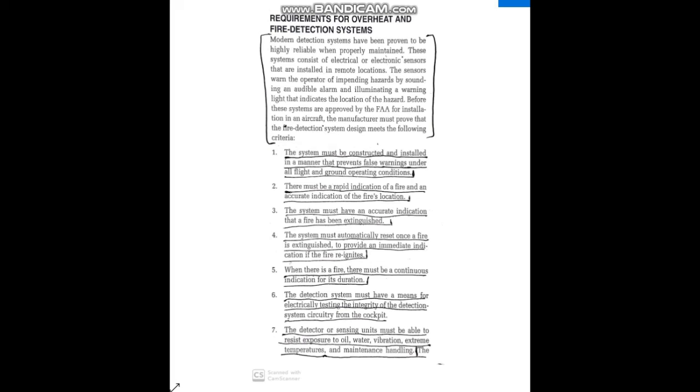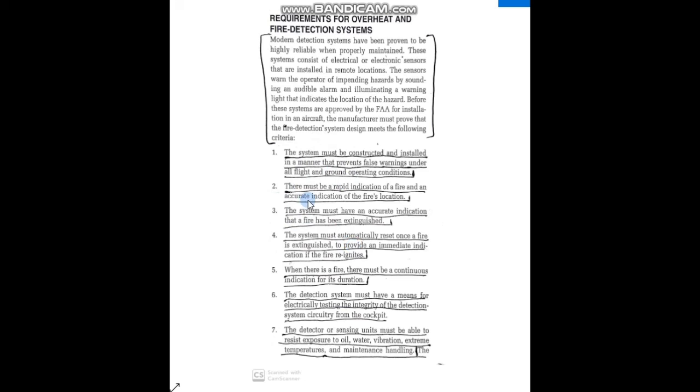Before these systems are approved by the FAA, the Federal Aviation Administration, for installation in an aircraft, the manufacturer must prove that the fire detection system design meets the following criteria. So the 9 requirements we will study now are the requirements for the fire detection system to be installed on the aircraft. That means the 9 requirements must be proved on the detection system that will be used on the aircraft.